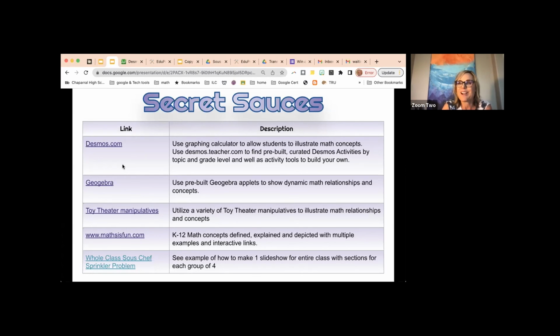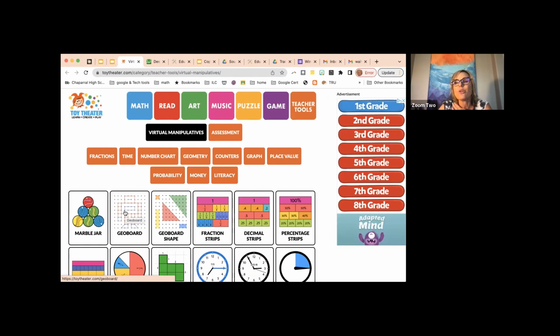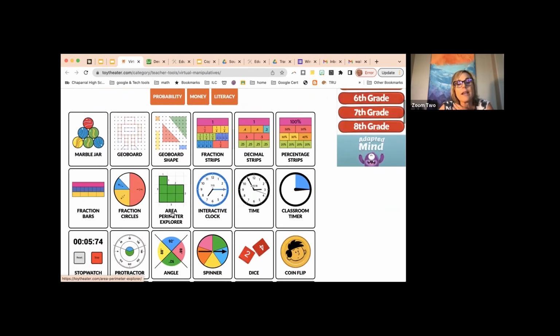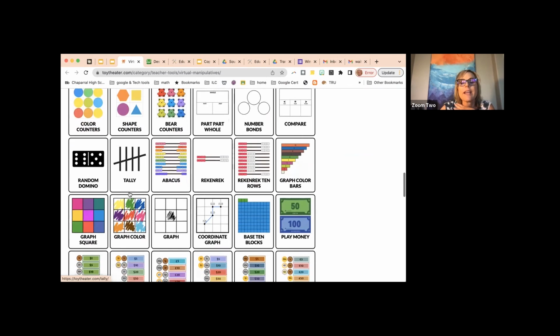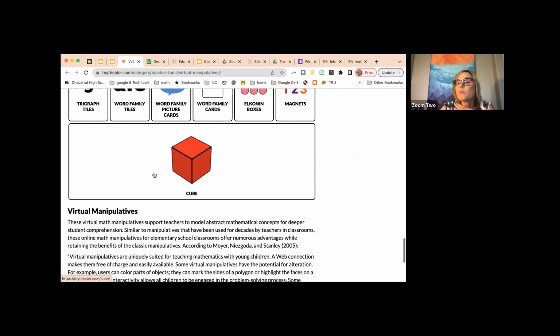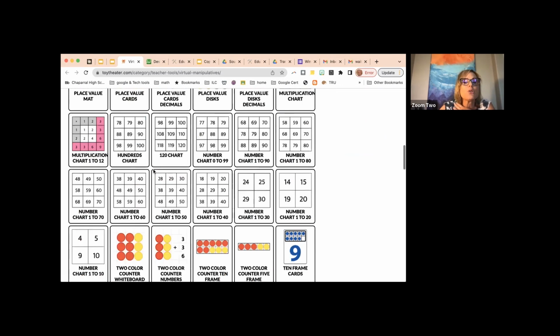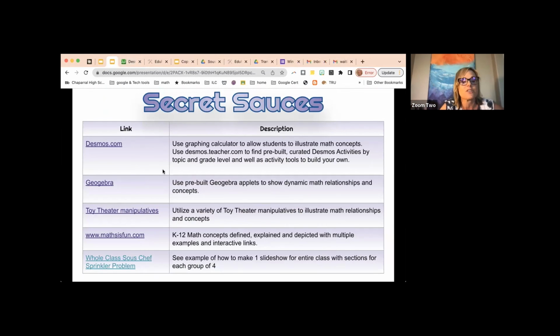I also really highly recommend Toy Theater manipulatives. If you've never seen Toy Theater manipulatives, these are really cool for secret sauces for all different grade levels. You can do an area and perimeter explorer or a fraction strip, fraction circles. There's one here that I really like that I'm going to use tomorrow, building cubes, when I do Cyber Sandwich, but maybe you want to put a manipulative in as your secret sauce for them to explore on their own when they're building their slides.